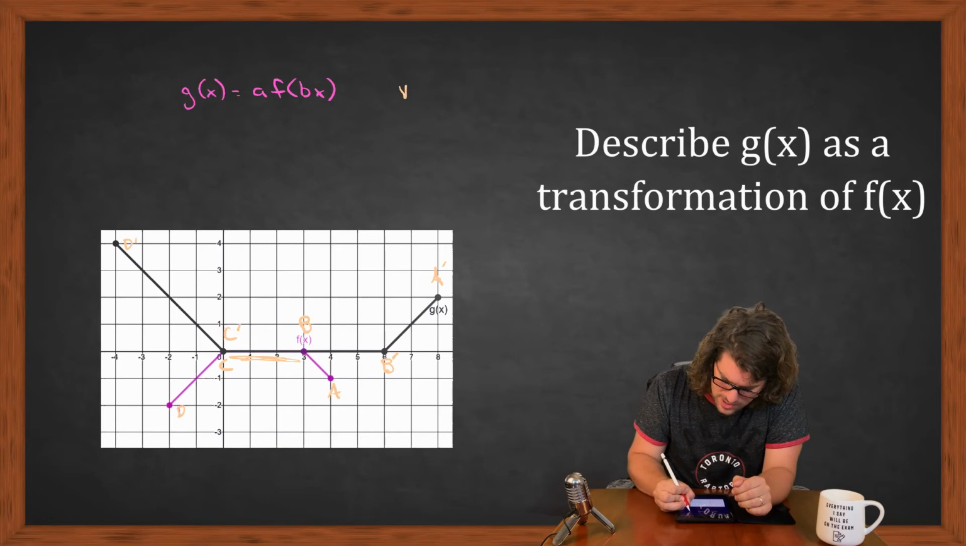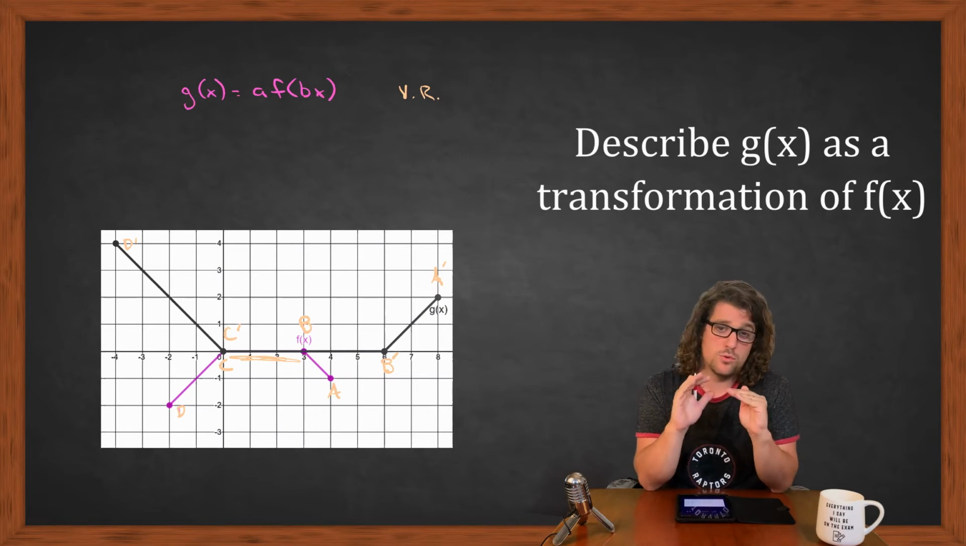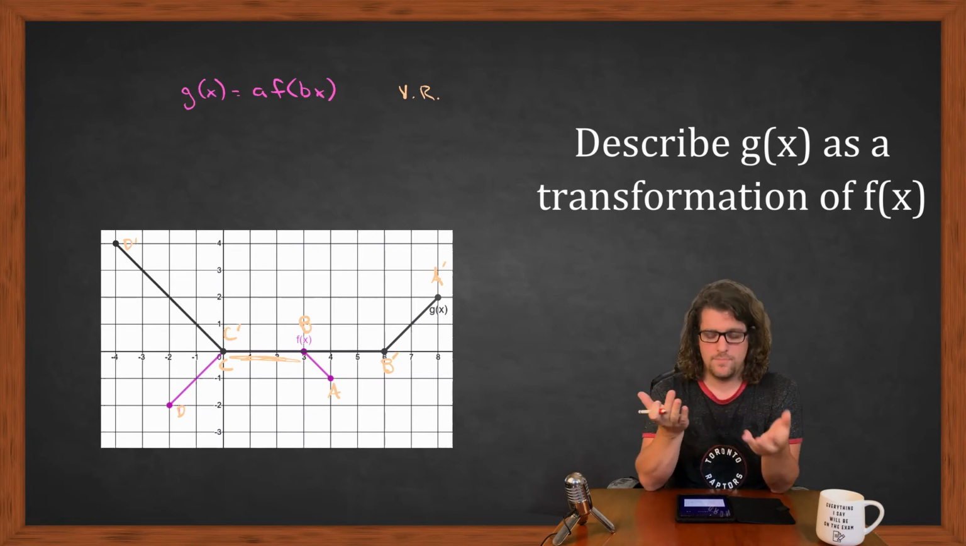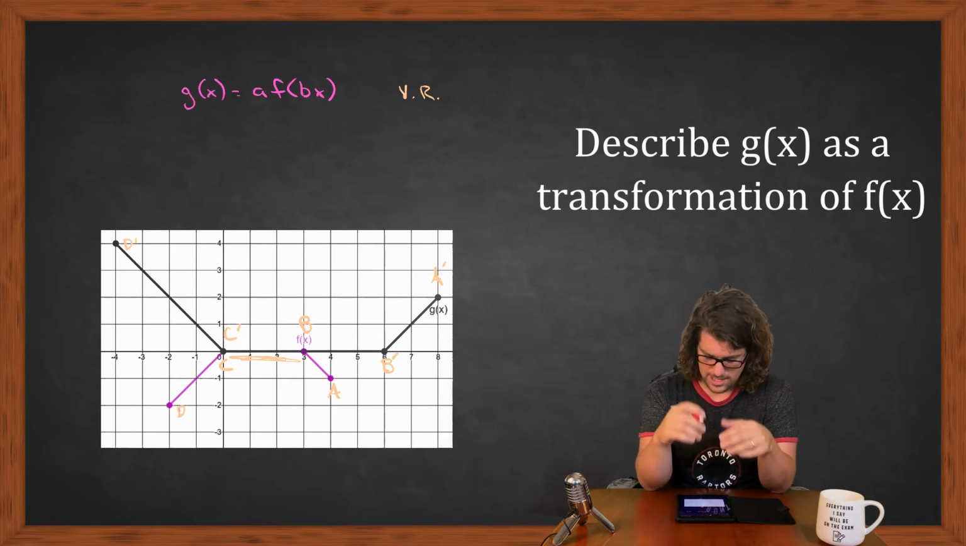So I'm going to just summarize the things that we are finding out over on the side. We have found that there is a vertical reflection. I'm going to start being really lazy with that and call it VR. So we have found that there is a VR going on in this particular case.